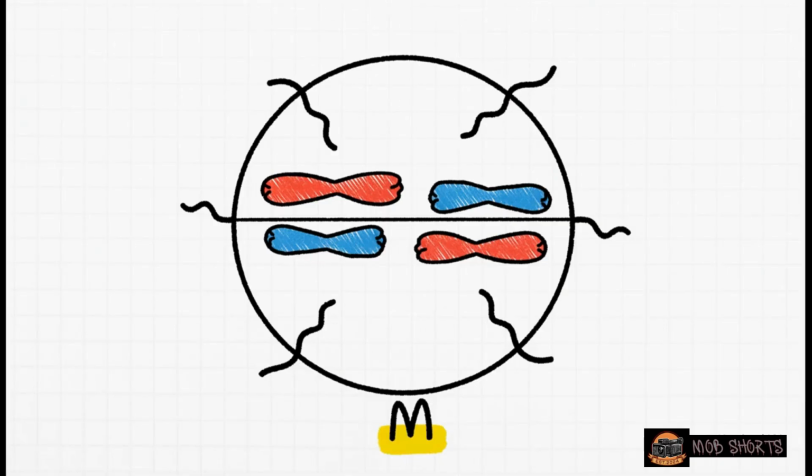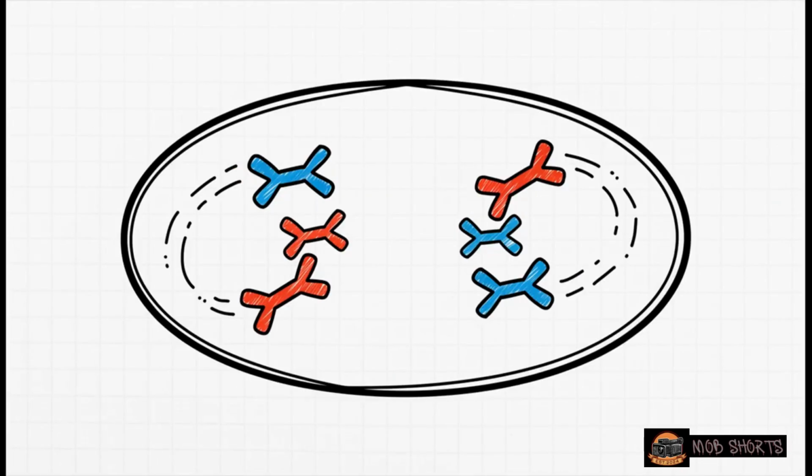Next up is metaphase 1, and an easy way to remember this is M for middle. All those homologous pairs, they line up right down the center of the cell. But notice this, and this is a huge difference from other types of cell division. They're lining up in pairs, not in a single file line. That's super important. And after M for middle comes A for away, anaphase 1.